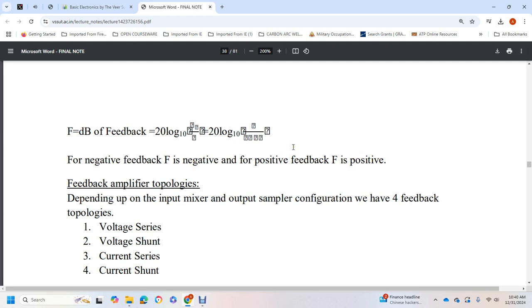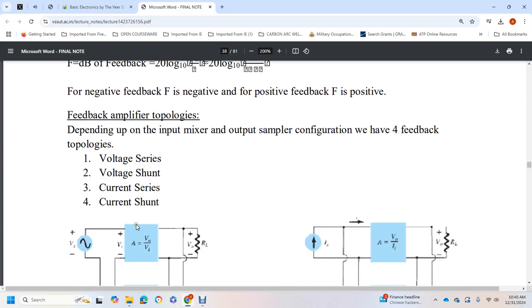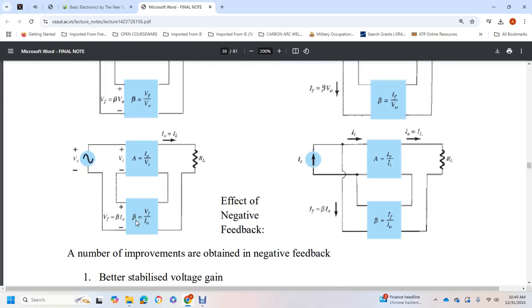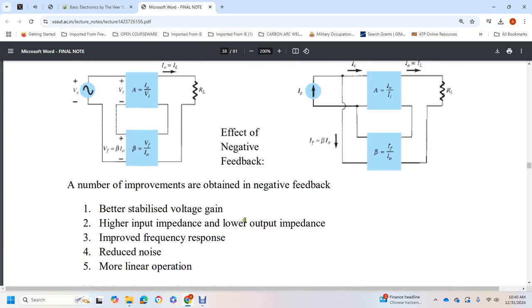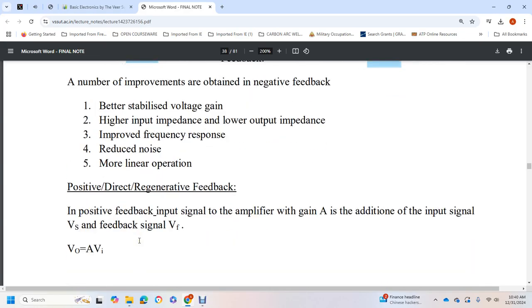Feedback amplifier topologies. Depending on the input mixer and output sampling configuration, we have four feedback topologies: voltage series, voltage shunt, current series, and current shunt. Effective negative feedback gives a number of improvements: better stabilized voltage gain, higher input impedance, lower output impedance, improved frequency response, reduced noise, and more linear operation.